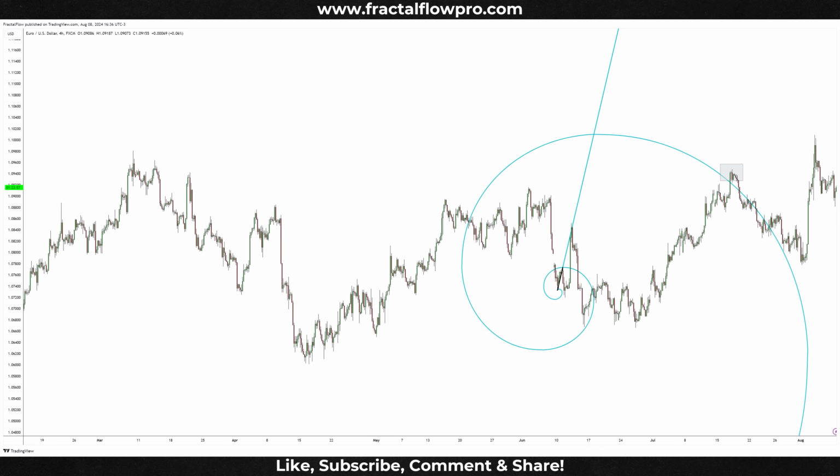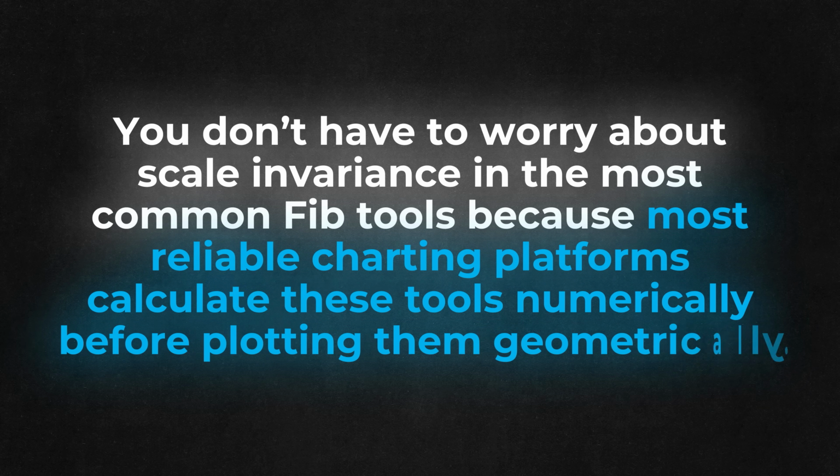I say that locking the price to bar ratio of the chart is suboptimal because of the arbitrary scale value. That arbitrary decision makes the self-fulfilling prophecy effect disappear or at least decrease significantly. However, the purely geometric validity of these tools, if there is any, is still intact in this case if you lock the ratio. On the other hand, it's not like Fibonacci spirals, wedges, and arcs have a strong self-fulfilling prophecy effect anyway. You don't have to worry about the most common Fibonacci tools if they are calculated numerically before being plotted geometrically, which is the case in most reliable charting platforms.